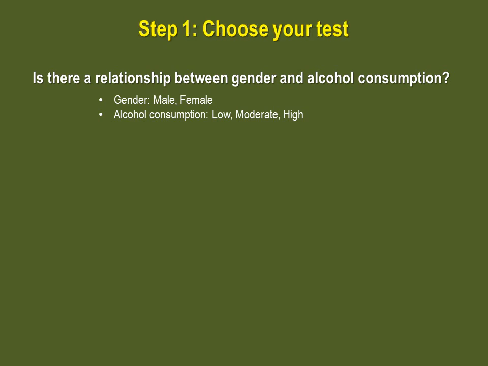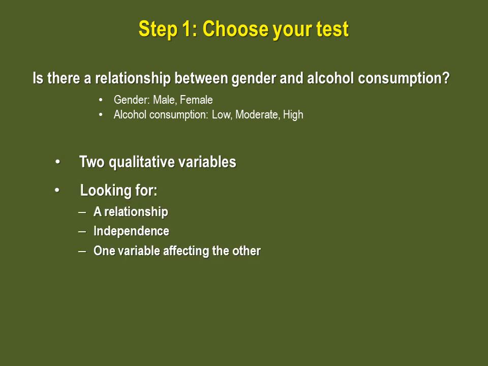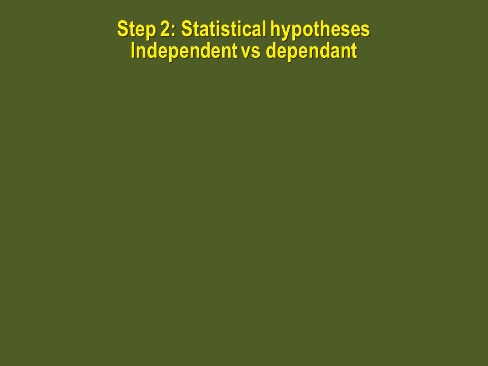Step 1 is to choose the appropriate test. The conditions here are that you have two qualitative variables, which is what we have with gender and alcohol consumption, and some key words would be looking for a relationship between these two variables, testing the independence of these two variables, or verifying if one variable influences the other. When you have these conditions, then you choose to do a chi-square test. Our second step is to state the statistical hypotheses.